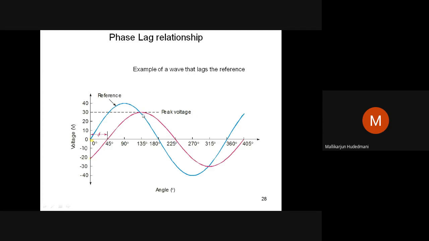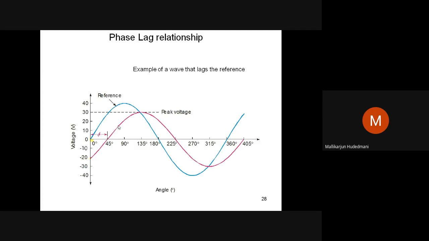What is the observation here? The peak of wave number 2 appears 45 degrees later than that of wave number 1. Hope you understood. The start of wave number 2 is 45 degrees later than wave number 1. The peak of wave number 2 is later than wave number 1 by a lag of 45 degrees. Similarly, when the first wave crosses 0 at 180 degrees, when will this one cross? Plus 45. Then what is this relationship I am trying to establish here?